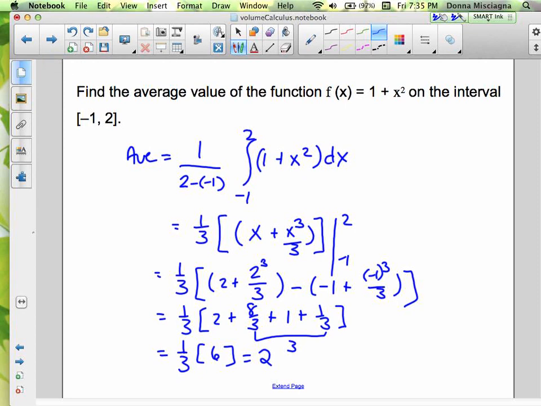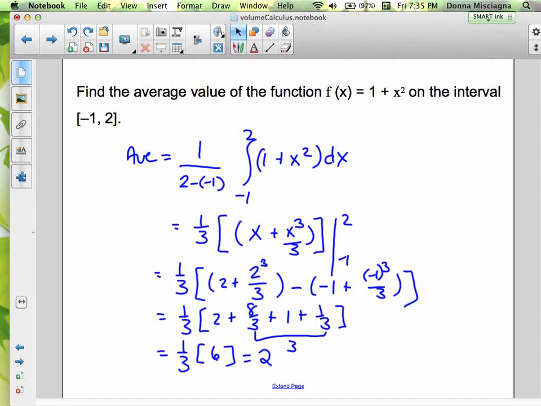Thankfully, we don't have to do impossible work. All we have to do is use what we've learned about integrals, the definite integral here, to find the total area under that curve, and then multiply by the change in x to find the average. So the total area under the curve is 6. The average is 2. And that's all there is to it.